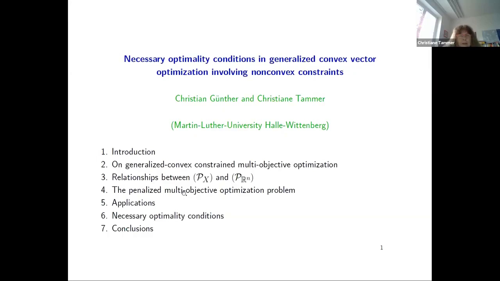We will see that it is possible to generate the whole solution set of the constrained optimization problem by solving two unconstrained optimization problems. Yes, this is in part 4. And then I will speak about some applications in locational analysis, and furthermore, using the results from section 4, I will derive necessary optimality conditions, and finally, I will give some conclusions.